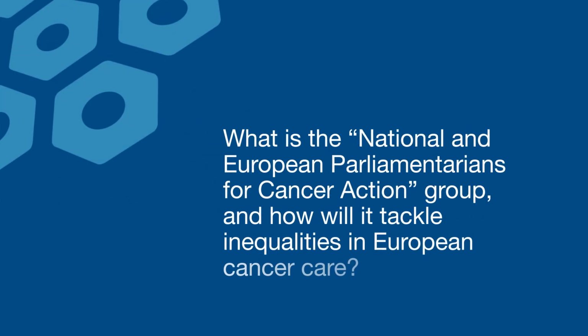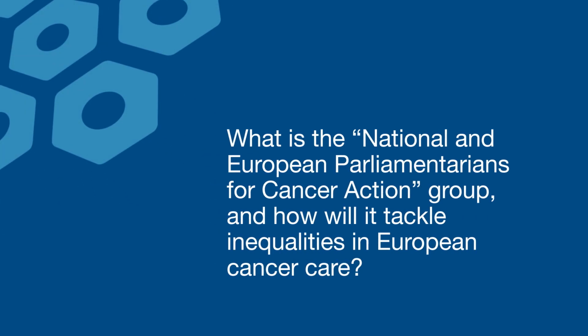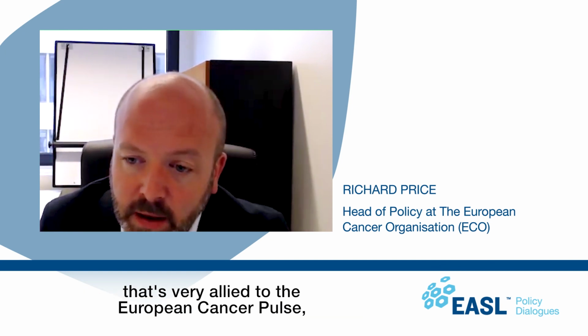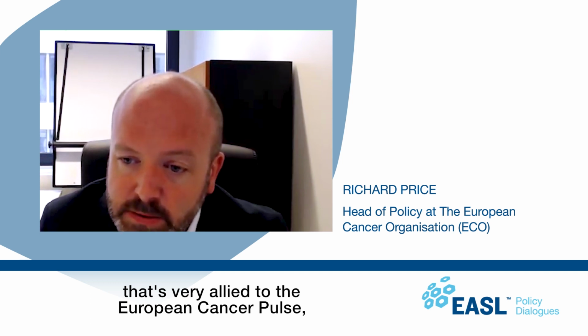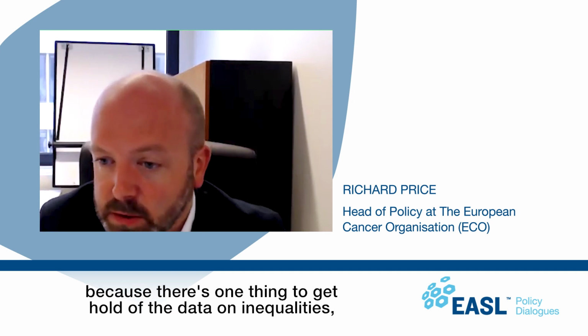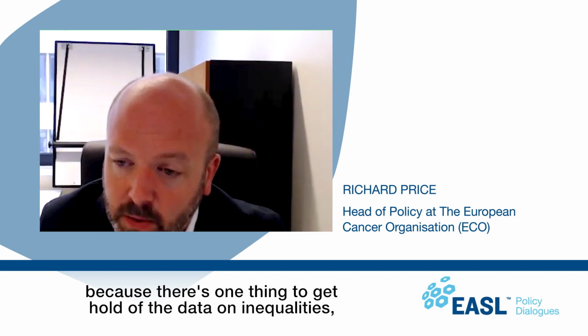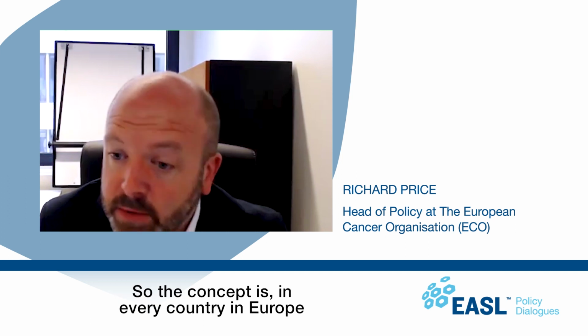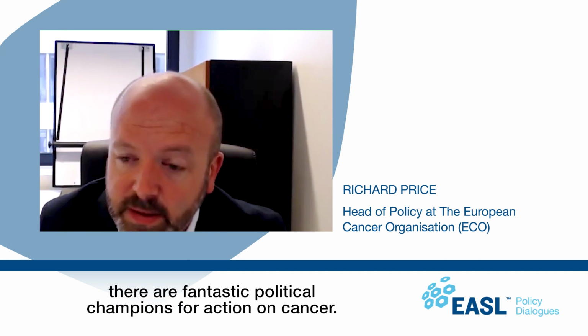What is the National and European Parliamentarians for Cancer Action Group, and how will it tackle inequalities in European cancer care? The National and European Parliamentarians for Cancer Action is an initiative that's very allied to the European Cancer Pulse, because it's one thing to get hold of the data on inequalities, but things need to happen with that data as well. So the concept is, in every country in Europe, there are fantastic political champions for action on cancer.